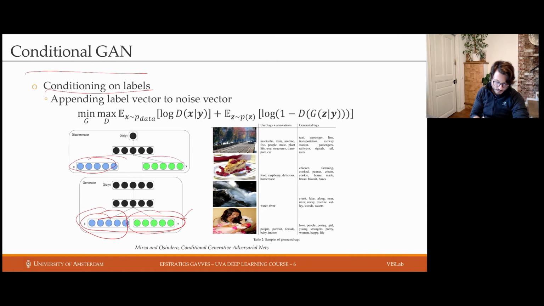And then the discriminator receives both the X and Y now and tries to figure out if this looks correct or not. So for instance, if Y corresponds to a car, then the discriminator should also receive pictures of cars and see whether the real or generated image looks like a car or not. Here we see some example tags generated by the algorithm together with images.